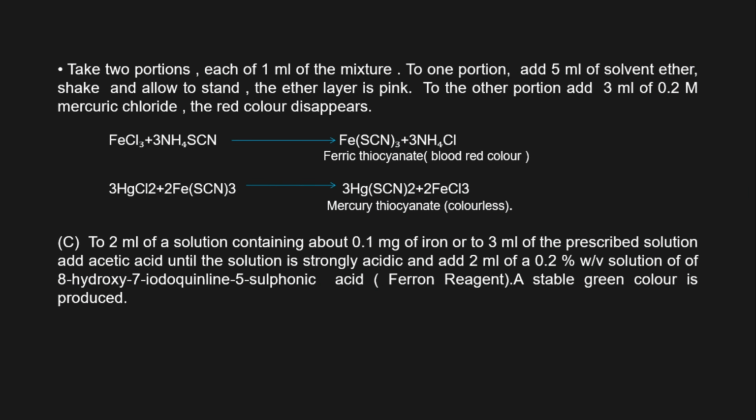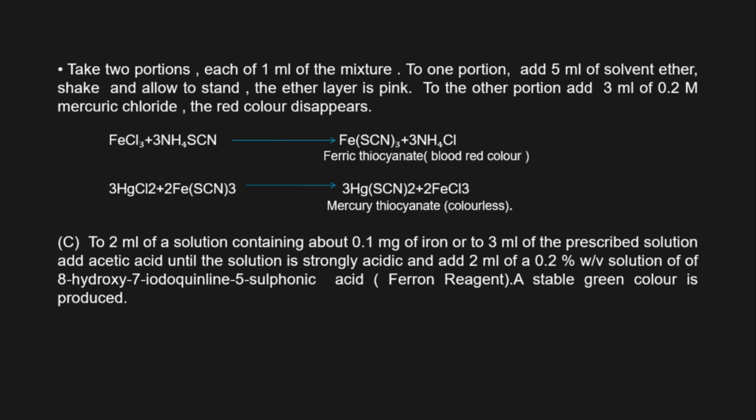Now divide the above solution into two parts, each of 1 ml of the mixture. To one portion, add 5 ml of solvent ether, shake and allow to stand. The ether layer is pink in color. To the other portion, add 3 ml of 0.2 molar mercury chloride. The red color disappears. The reaction for the above discussed color changes is as under.